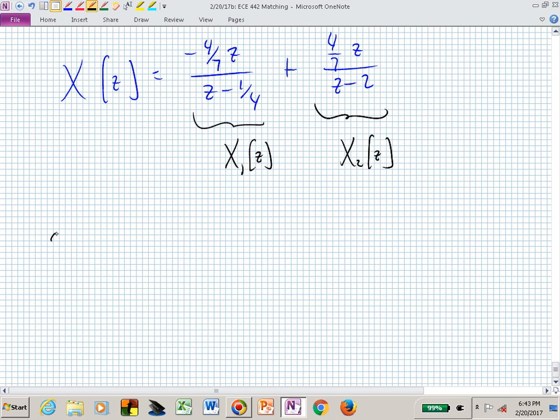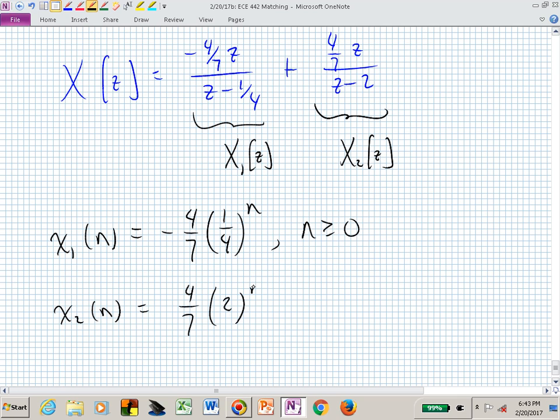If that's the case, what do I know x sub 1 of n is? That's directly from one of the pairs in my z transform table. It's something times z over z minus 1/4. And that something is minus 4 over 7. The 1/4 gives me my common ratio, and that's true for n greater than or equal to 0. X sub 2 of n is now 4/7 times 2 to the n, for n less than 0.